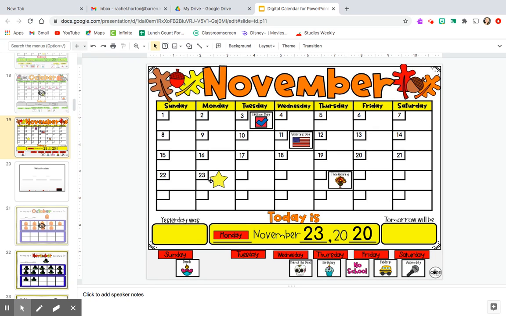Here's our star. Go back one. Yesterday was Sunday. Let's figure out tomorrow. Tomorrow will be Tuesday.